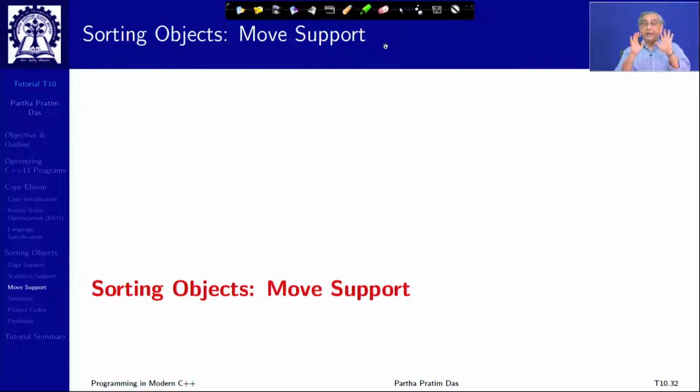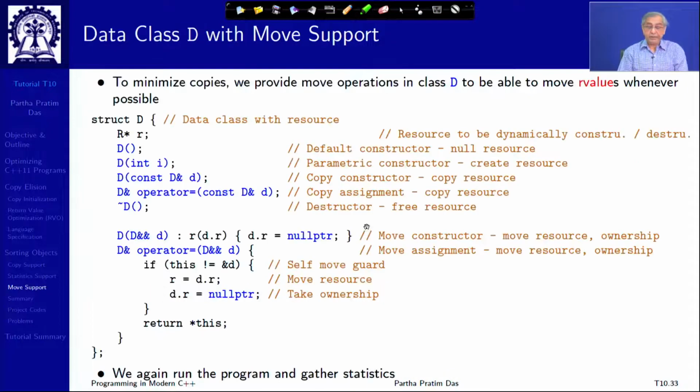So, that is the basic problem with temporaries. So, how do you get rid of this? You know that you can give a move support. So, you say I will not copy if not required, I will not copy the D objects, I will move them. So, I have a move constructor and a move assignment operator added now. So, how will that impact?